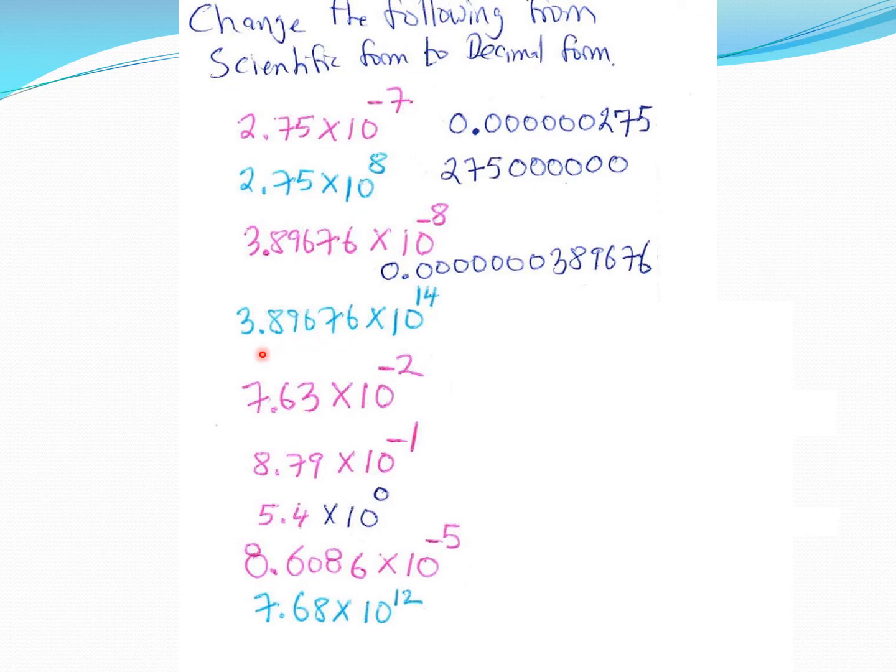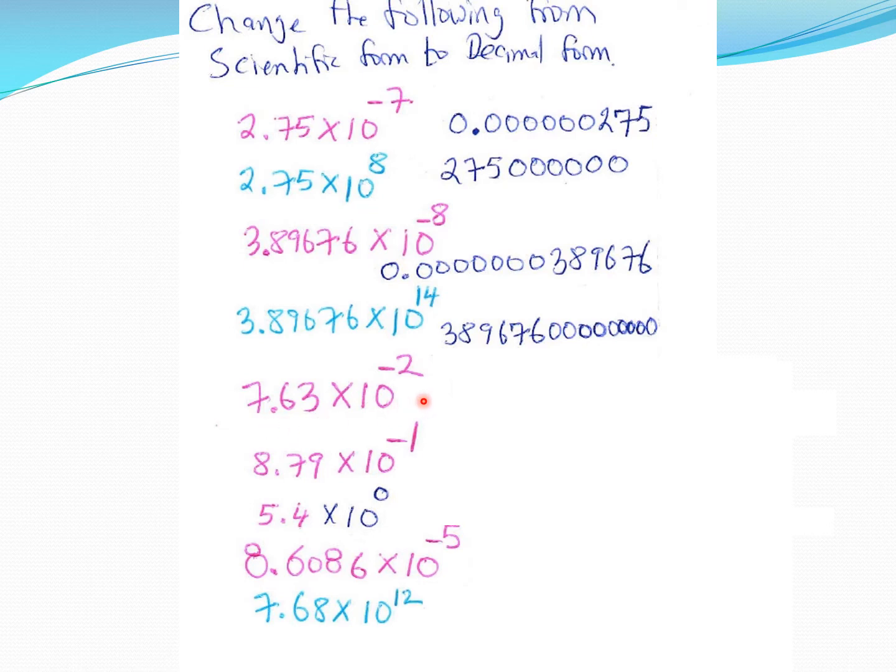3.89676 by 10 to the 14. So multiplying by 10 5 times takes us to there. And then we have 9 zeros after that. So the number then looks like that there. So there's 9 zeros, so plenty of digits.